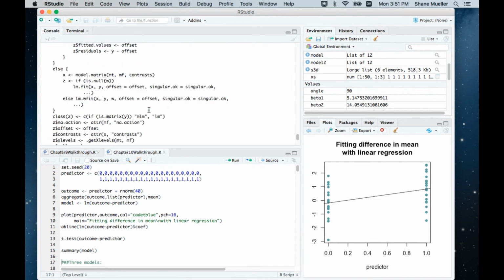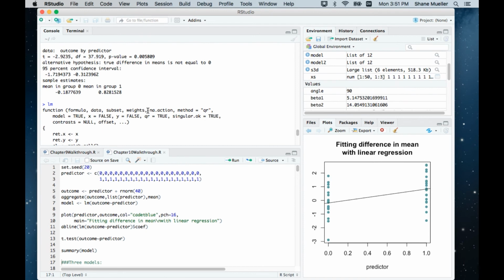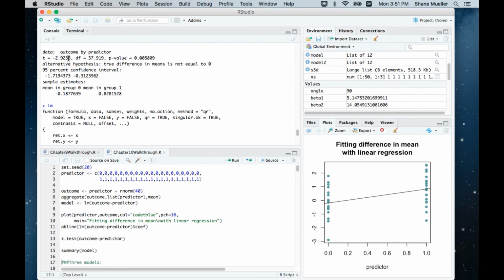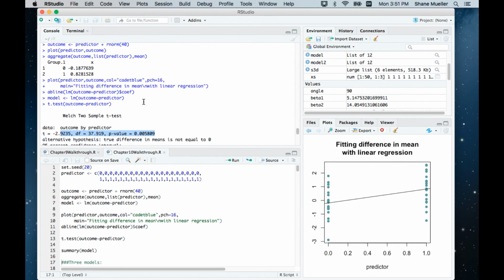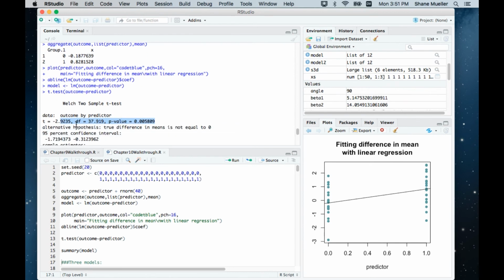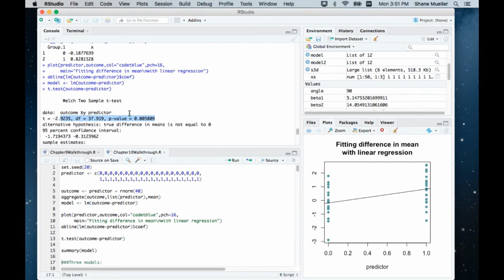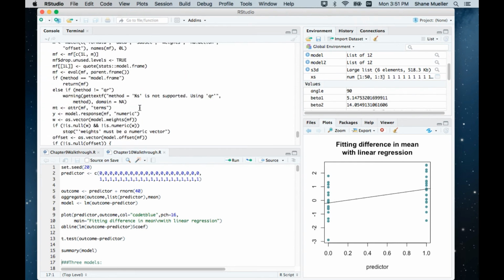Now if we look up at the t-test we did, 2.924, 37.9, and 0.0058. These numbers are identical. In fact, they might be a little different because this is using Welch's, but if it were a one sample t-test I did, they would be identical.